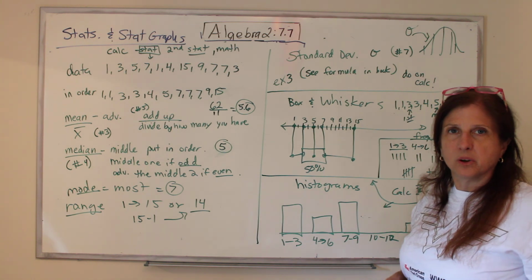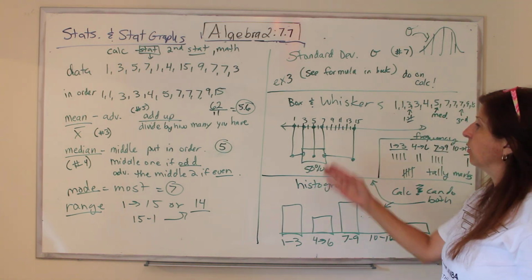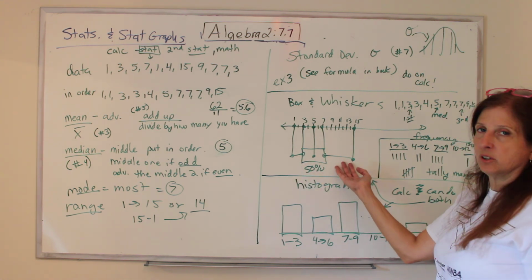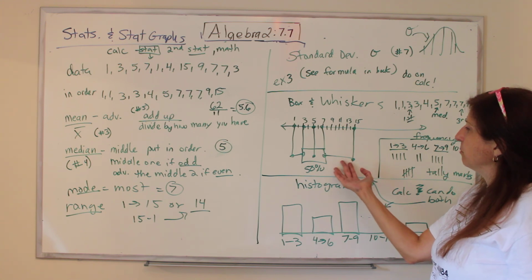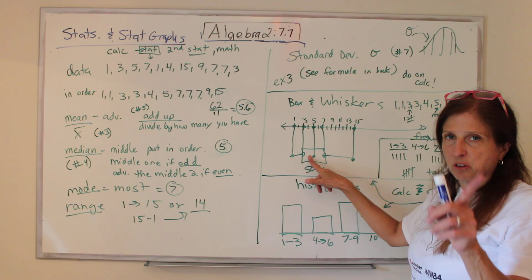Now, why in the world do you want to do this? Because 50% of your data will be in that box. And you can go, oh, we've got some people who hate chocolate, and we have some people who hate peanut butter, but most people love chocolate and peanut butter. Reese's is going to be a hit.